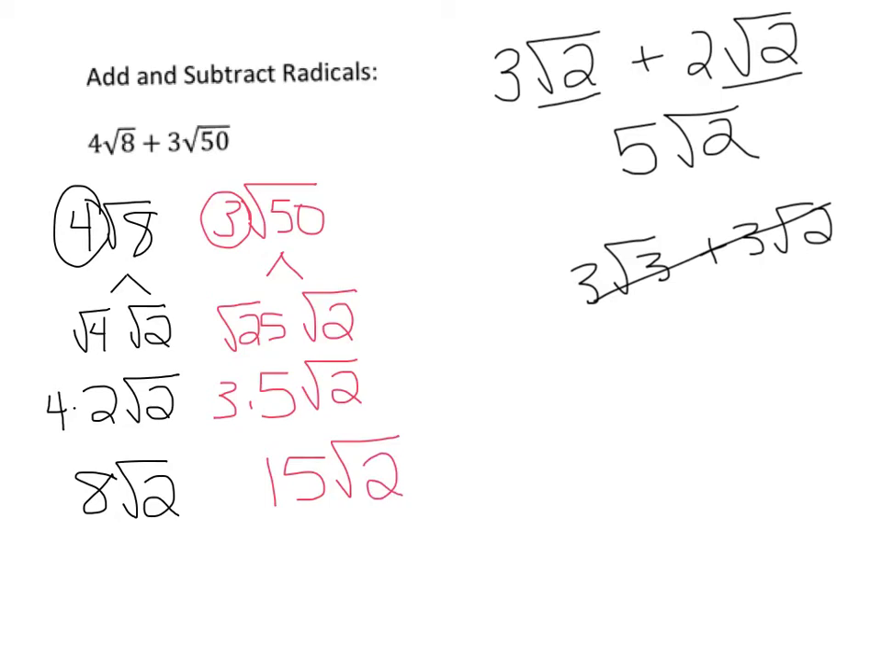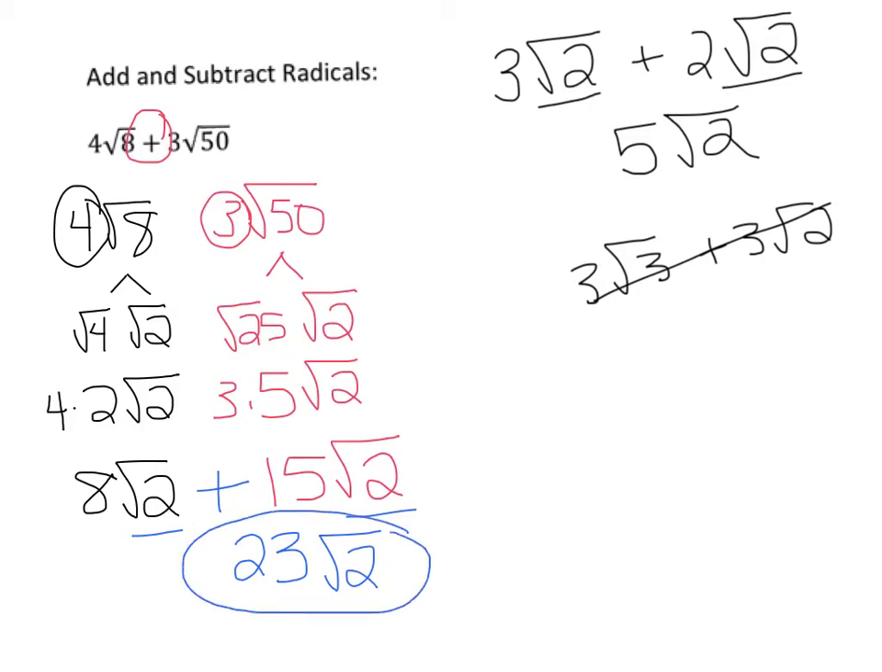Now that I have them both simplified, let's see if we can add them or subtract them. In this case, we were asked to add them. So, looking at 8 square roots of 2 plus 15 square roots of 2, I wonder if I can add them. Yes, I can, because I have similar radicals. So in this case, I would just simply take 8 plus 15, which is 23, and I would still have that square root of 2. So my answer would be 23 square roots of 2.